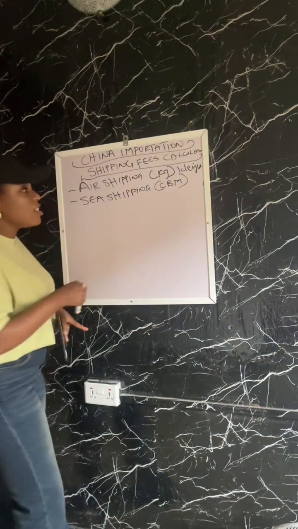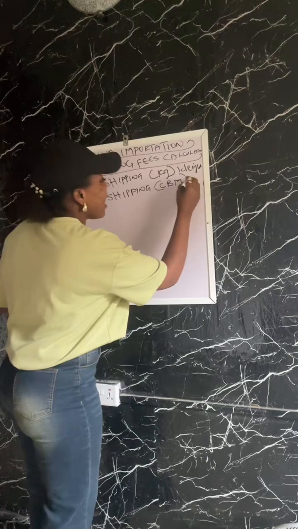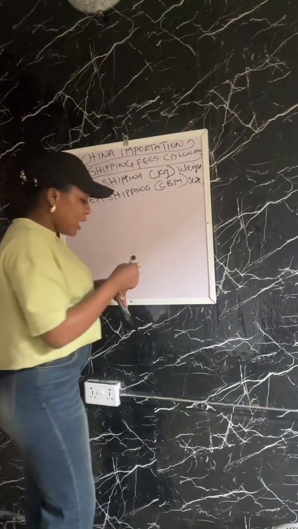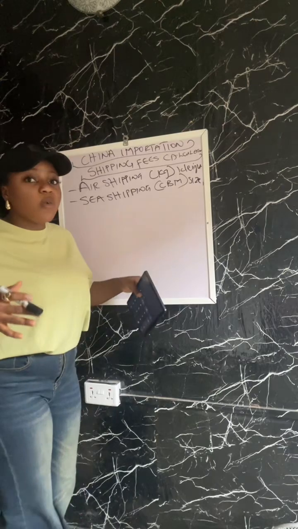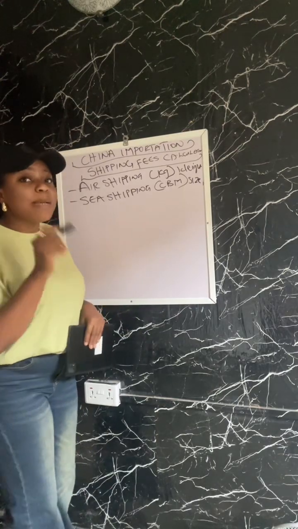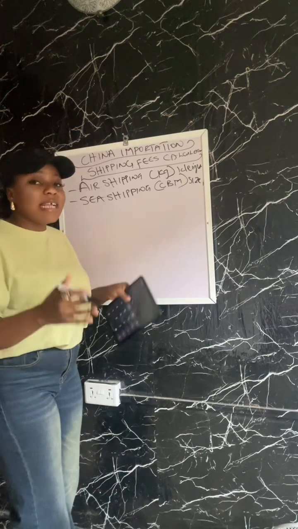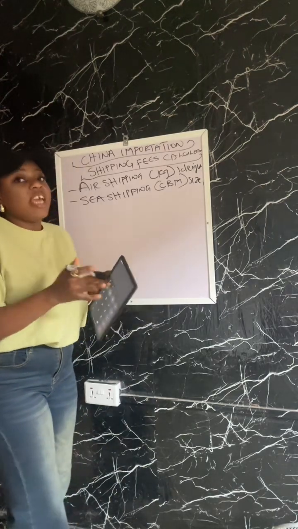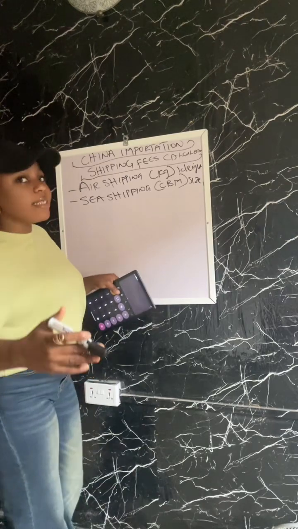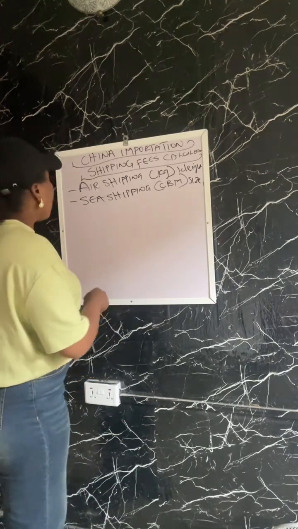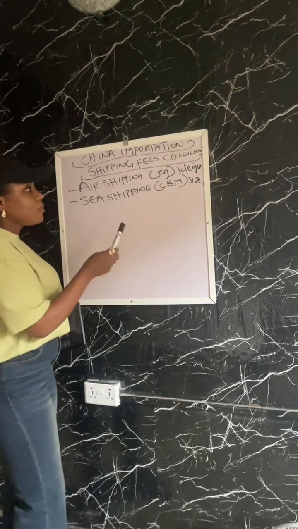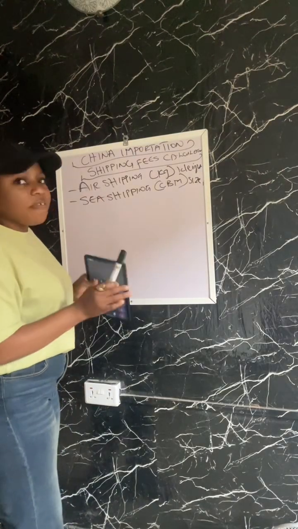Then sea shipping is calculated based on the size of the goods. So here, the volume of the goods matters a whole lot. It doesn't matter whether that particular item is, let me say, 1 kg and the size is like this. You understand? So these two shipping methods work differently.